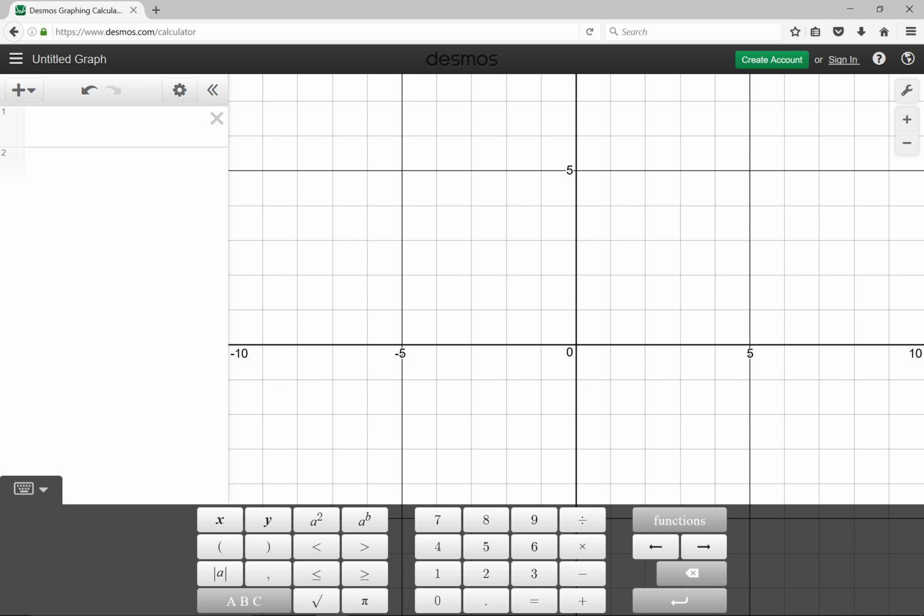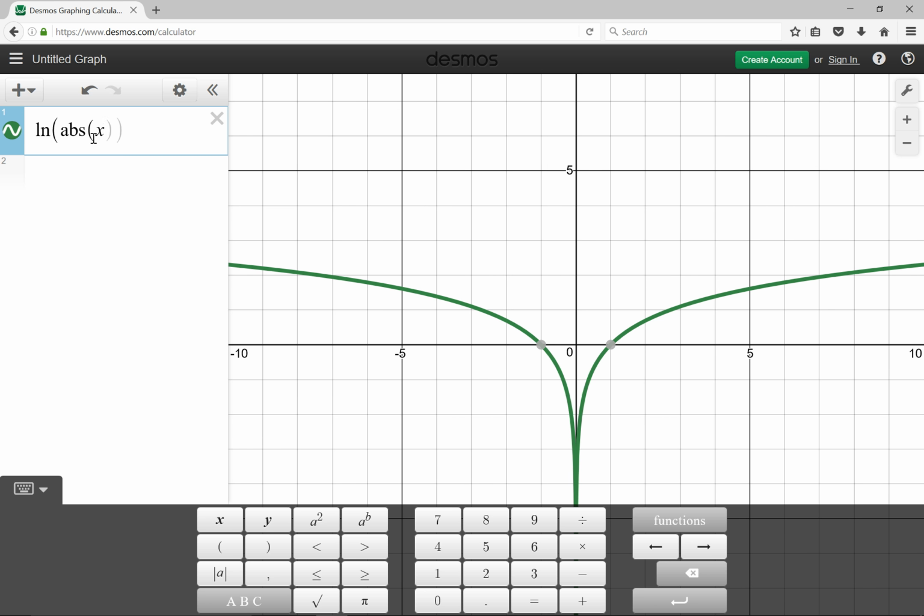ln of the absolute value. Oh, look, he exists on both sides. Notice, on this side it has positive slopes, and over here negative slopes and positive slopes. Interesting. Now, watch what happens.